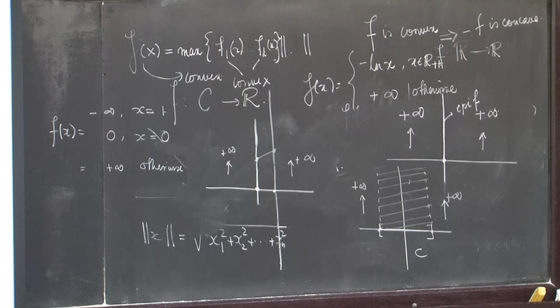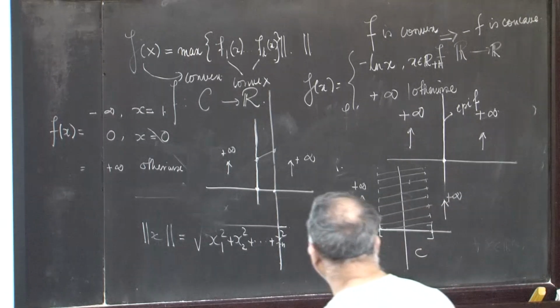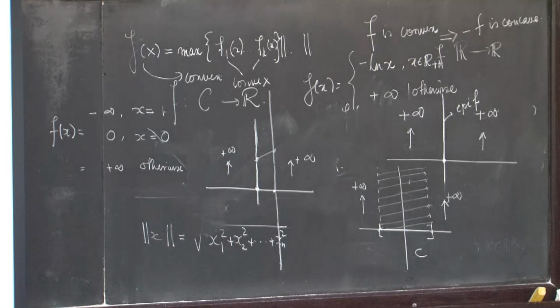So if there is any point in the domain where the function takes the value minus infinity, then it has to take the value minus infinity throughout the domain. If at any point it takes minus infinity, while there are certain parts where it takes plus infinity, then the convexity of the epigraph of the function would break. It won't be a convex set.